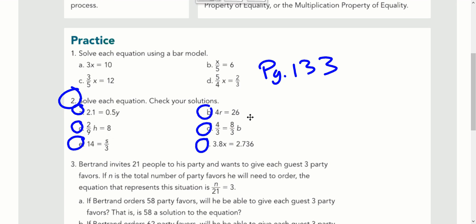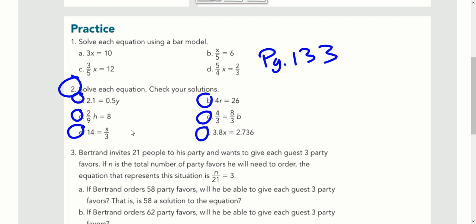Okay, so your assignment was to do page 133, A through F. All right, I would definitely work on these in another spot where I can show each step. And remember, some of these might want to use the multiplicative inverse in order to solve them.